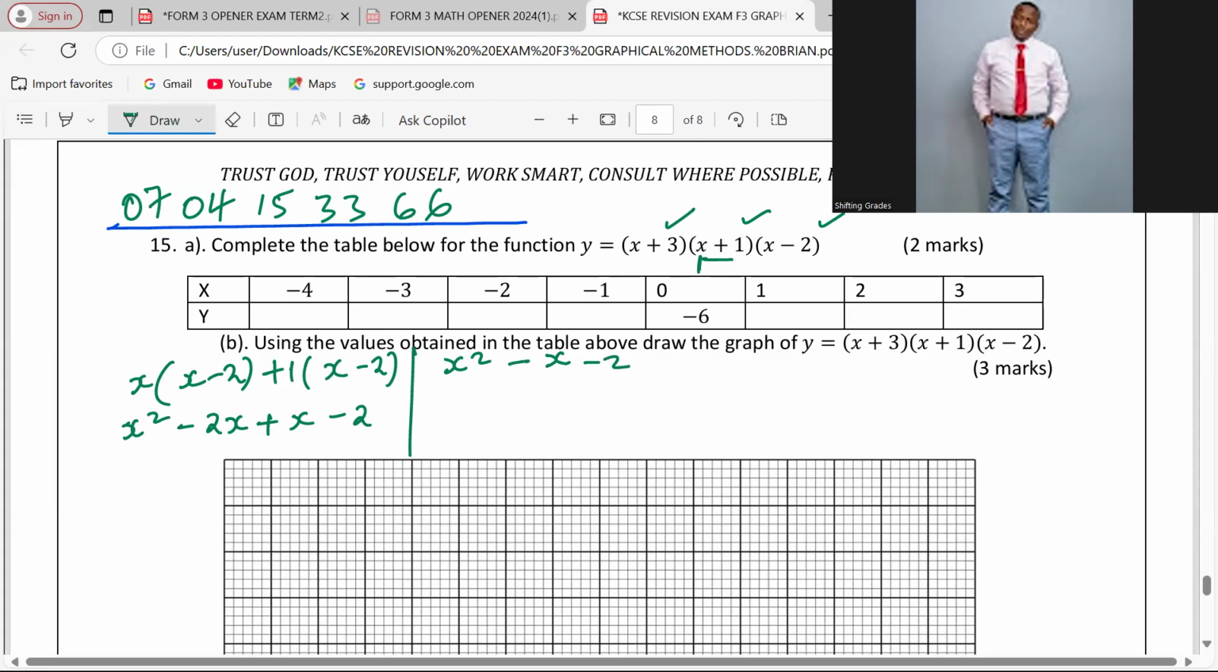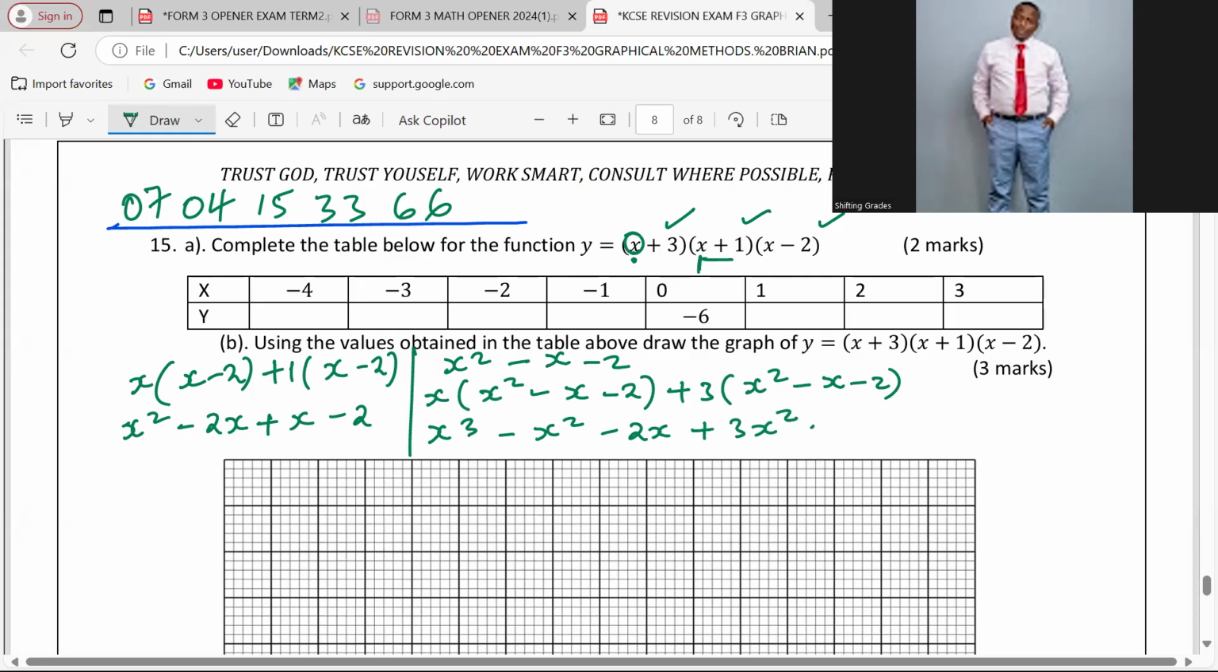Then now we bring in the other factor here, which multiplies again what has already been expanded. So we begin with x here, which multiplies everything. Then plus 3, which also multiplies everything. So this is going to be x power 3 minus x squared minus 2x plus 3x squared minus 3x minus 6.